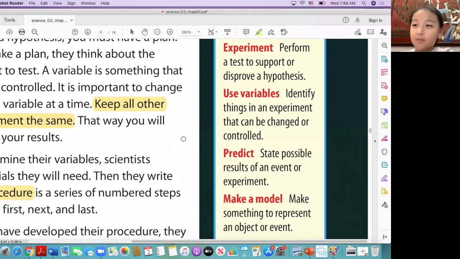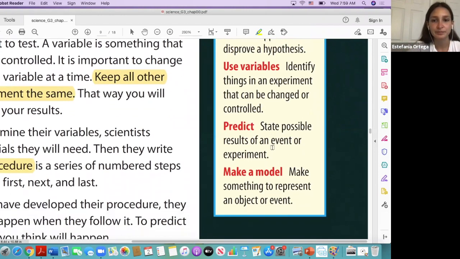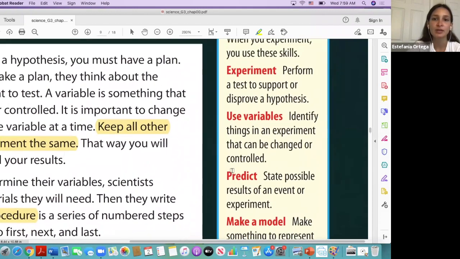The variable is soda. Very good. Perfect, Delita. Good job. That's what I'm trying to test. I have different kinds of sodas, so they are my different variables. And predict: state possible results of an event or experiment. And the last one is make a model: make something to represent an object or event. All right, so go ahead and read these, please.